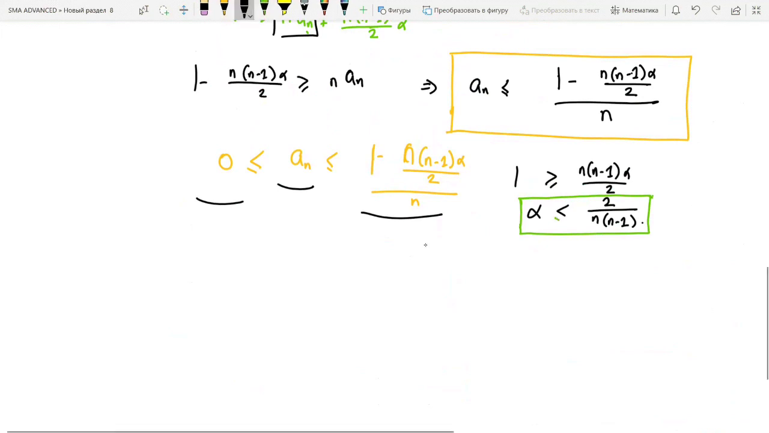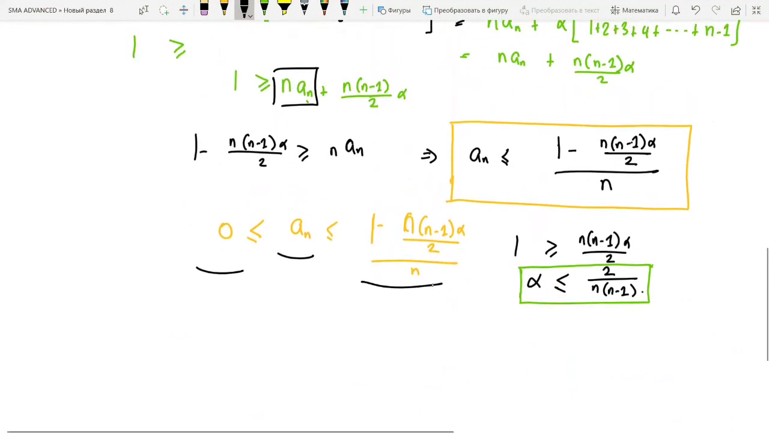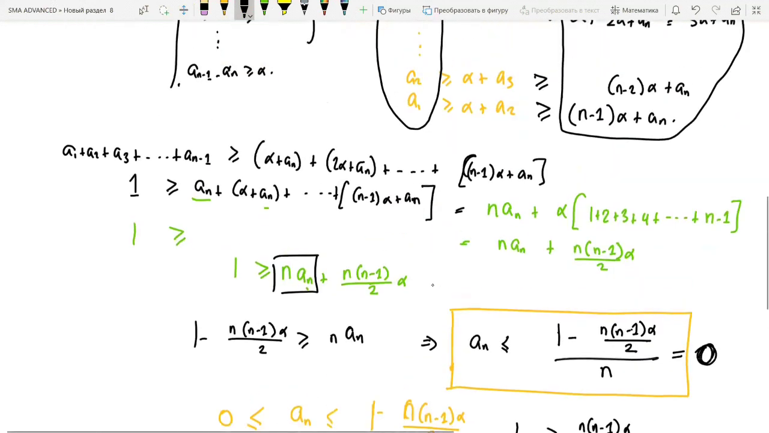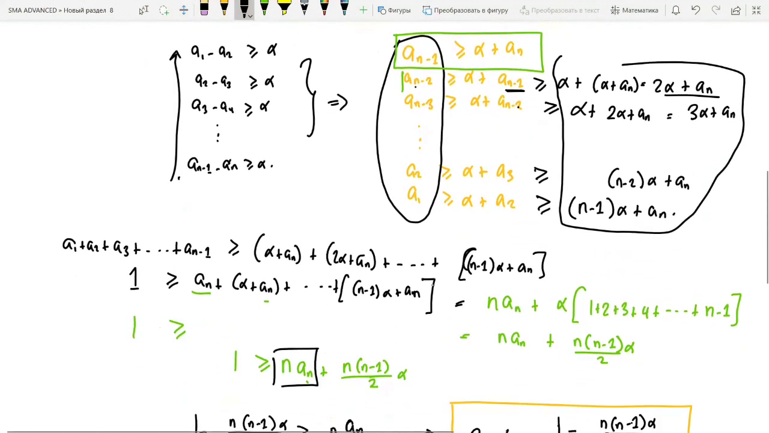So let's check if alpha is equal to 2 over 2n minus 1, what will it mean? It means that this is 0. 1 minus alpha will be this, because we just rearrange. So it means that an should be 0. This is 0, less than or equal to 0, greater than or equal to 0. So it's 0. Then this is our first inequality we have here, which means that an minus 1 should be equal to alpha.